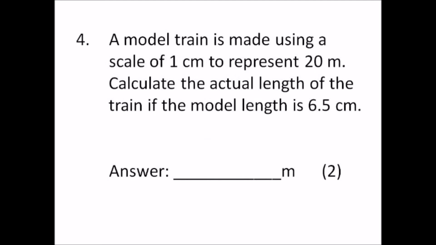Number 4. A model train is made using a scale of 1 centimeter to represent 20 meters. Calculate the actual length of the train if the model length is 6.5 centimeters. Again, 2 marks. Okay, a model train is made using a scale of 1 centimeter to represent 20 meters. Calculate the actual length of the train if the model length is 6.5 centimeters. Your answer will be in meters. So go ahead, work it. Get these 2 marks.